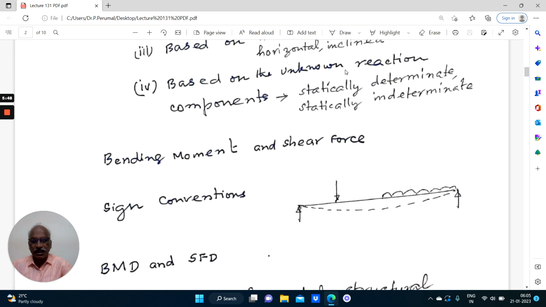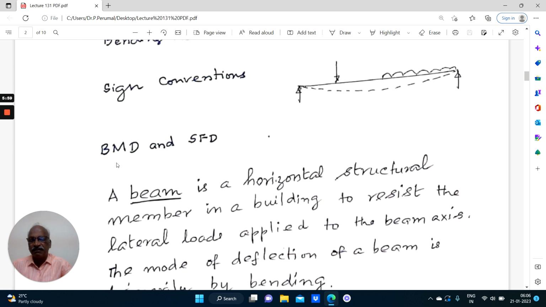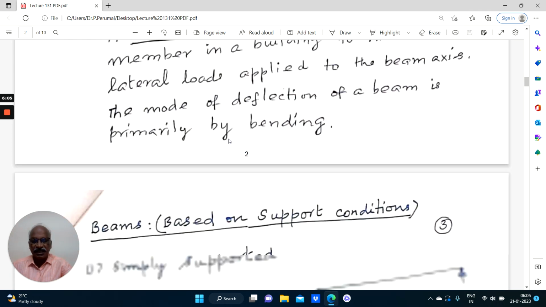Types of support. What is bending moment? What is shear force? We will discuss the sign conventions, and we will discuss what a bending moment diagram is and what a shear force diagram is. So this alone will be discussed in this lecture.